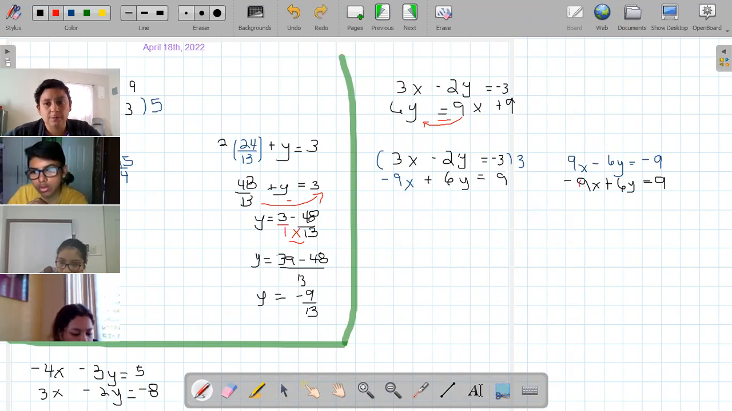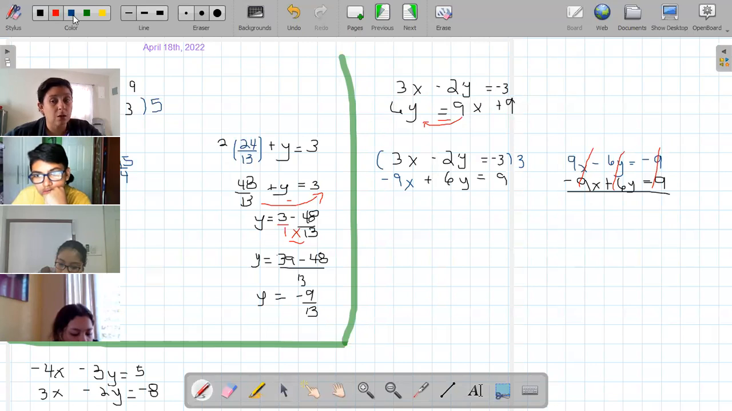So I cancel them out. And then we add or subtract the rest, in order to solve it and to simplify it. And I got -6y plus 6y. Again, the same coefficient, but different sign. So I cancel them out. And we got equals -9 and 9. The same number, but with different signs. So I cancel that out as well.